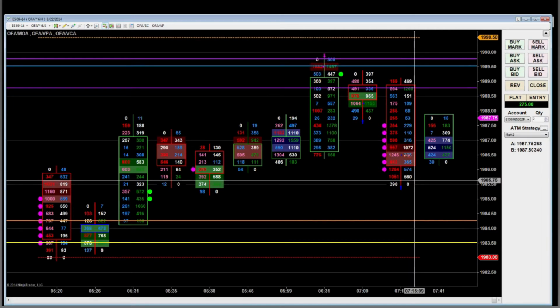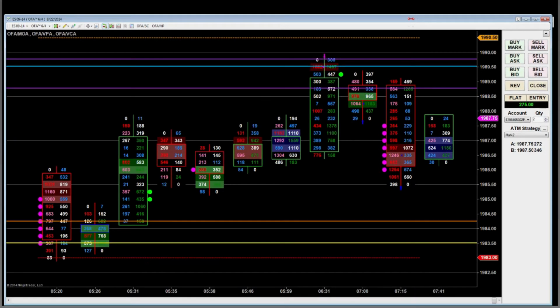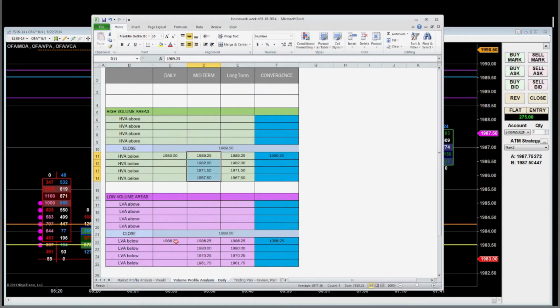So again, when I looked at my target here, I put my target at 86.50. I put it one tick in front of this area, this low volume area from yesterday.